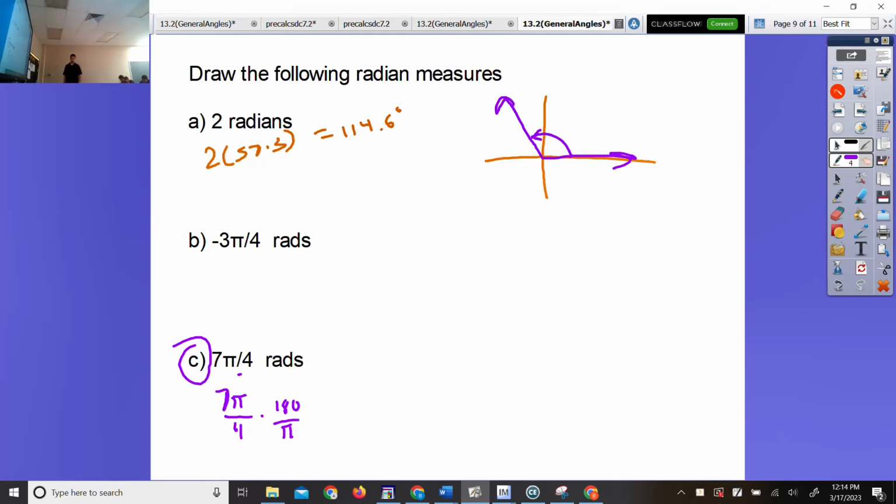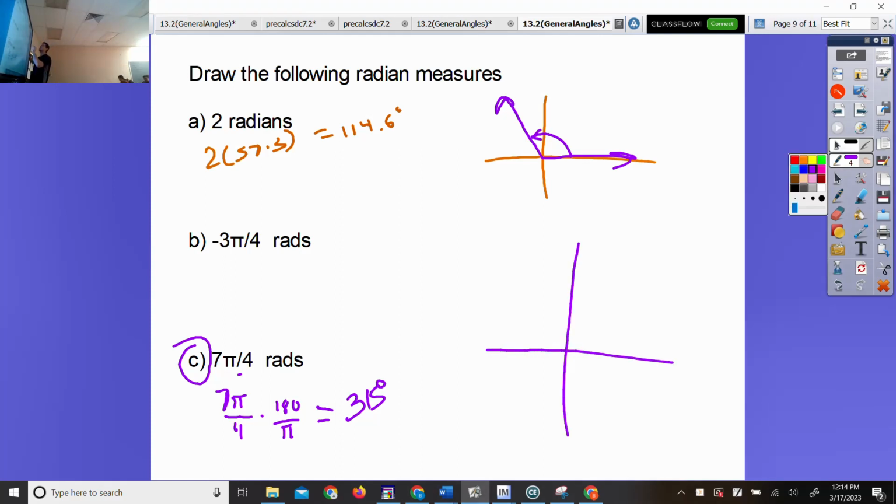315 is right all day long. At least 3 ways to get that. How many full quadrants does that get to rotate through? That'll get you to 180. 3 will get you to 270. What's left? 45 is left. Half a quadrant is left. That is what a 7 pi over 4 angle looks like.